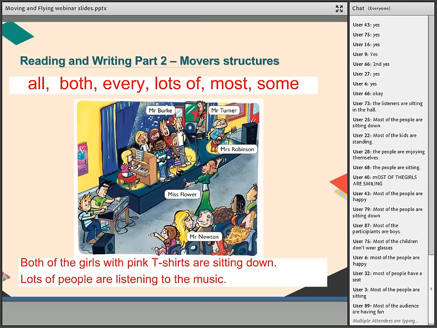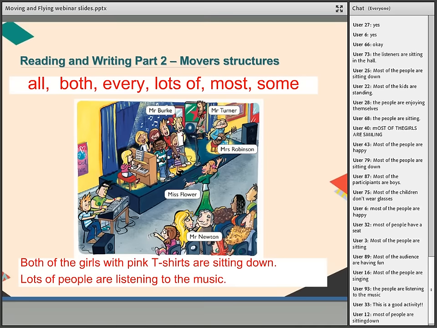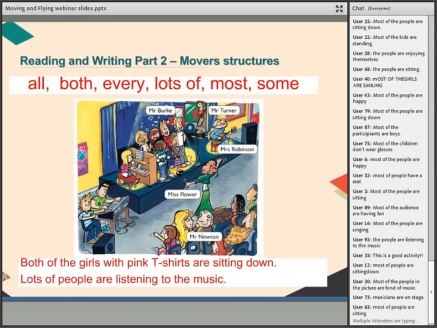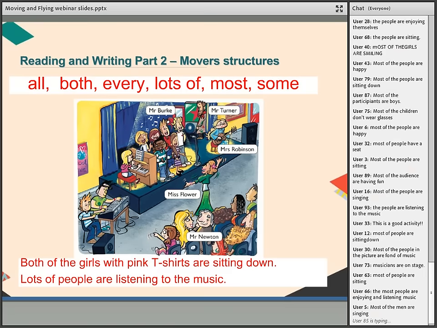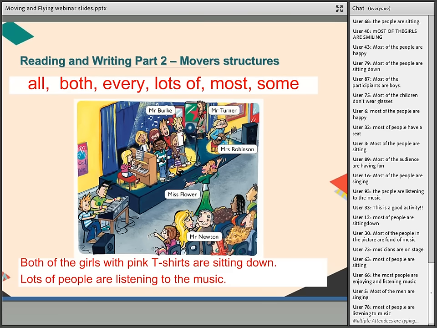Yeah, some great sentences there. And it's obvious that the happy mood in this picture is definitely carried across. It's definitely transmitted because, as you say, most of the people are having a good time. Most of the people are happy. Most of the people are singing. Most of the people are enjoying and listening to the music. So it's a very positive picture, like there are in many young learners' course books, and it's a shame not to take advantage of them and use them for more activities.